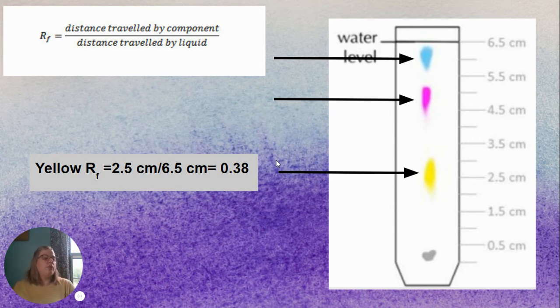The closer to 1 your RF value is, the more that dye traveled along with your solvent or your mobile phase. We can change the solvent. So in the lab that we are going to do, you're going to have water as a solvent, and then we are going to rerun it with acetone as a solvent to see if we get any differences with our substances at all. This is the calculation that you're going to be doing for that.